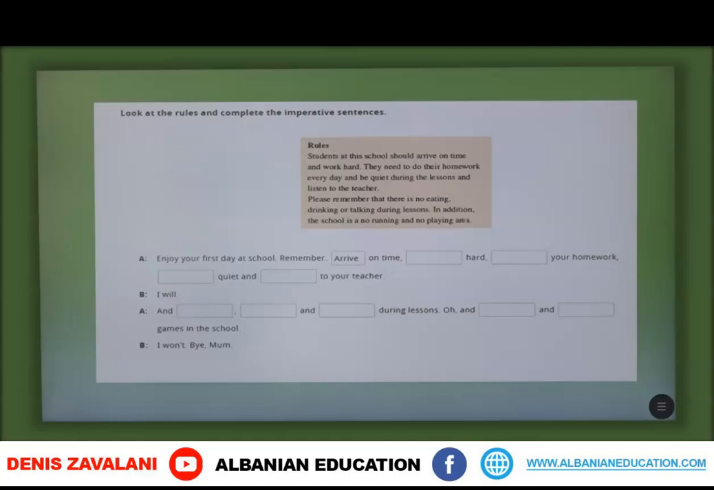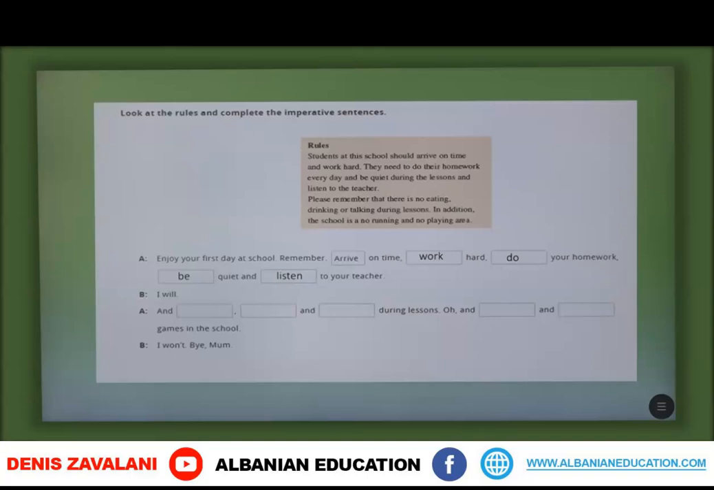It's a conversation between A and B, two people. Enjoy your first day at school. Remember, arrive on time. What should you put in the first gap? Work hard. Do your homework. Be quiet and listen to your teacher. I will.